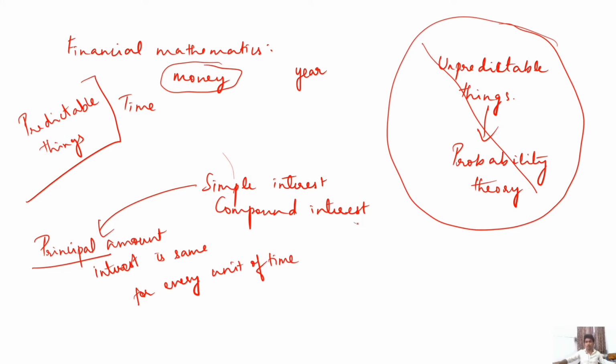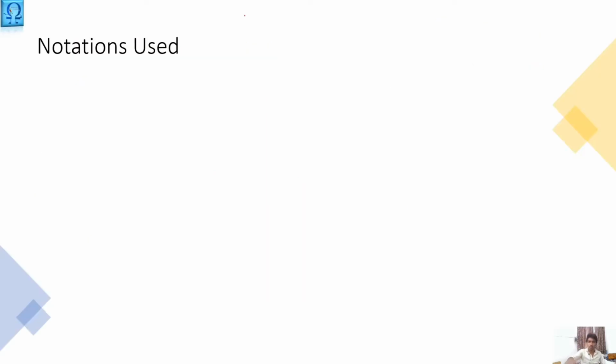Whereas your compound interest does what? In the first year you get 500 extra, along with your principal amount. This 500 gets added and becomes the principal amount for the next year. So you are going to get something extra for the extra that you earned in the last year. That happens in compound interest. Here we will start with simple interest.